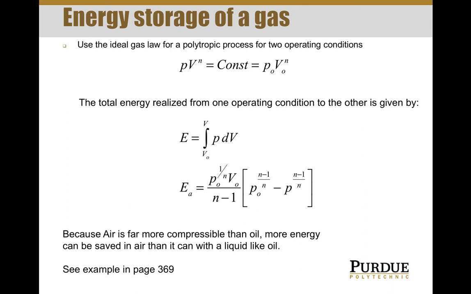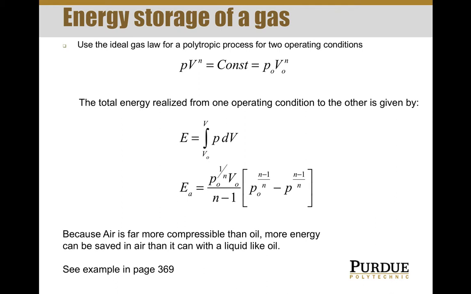And it's just the integral of the pressure in the fluid times the change in volume, from the initial volume to the final volume. Okay, and that's it. That's the energy. And so if you were to replace that using the ideal gas law, then you can find that the energy stored in air is the initial pressure to 1 over the exponent n times the initial volume divided by the exponent minus 1, multiplied by the initial pressure with all those exponents minus the final pressure.